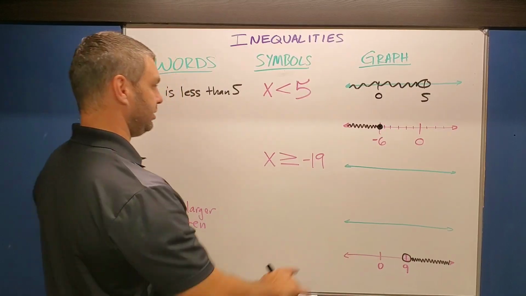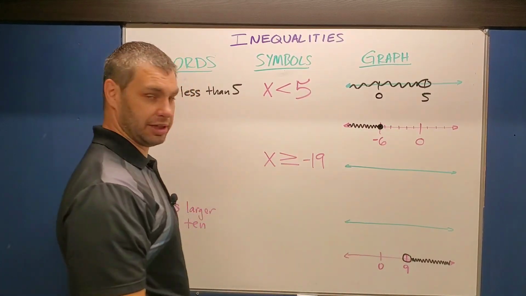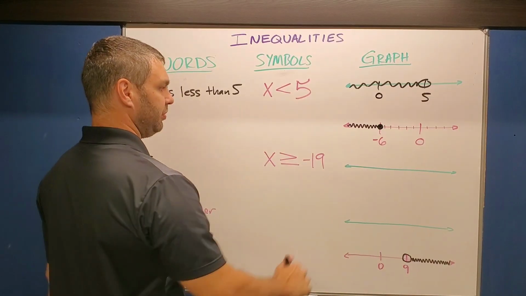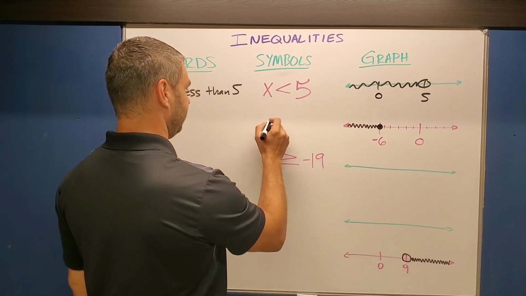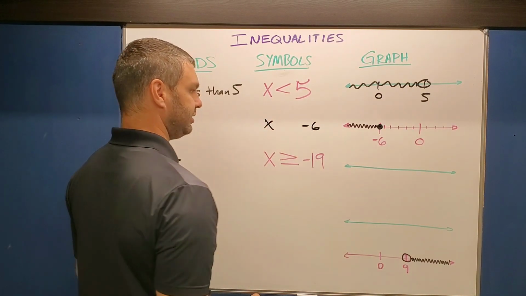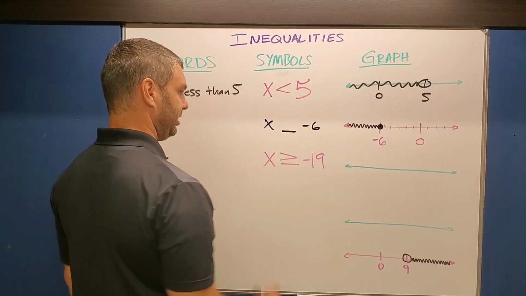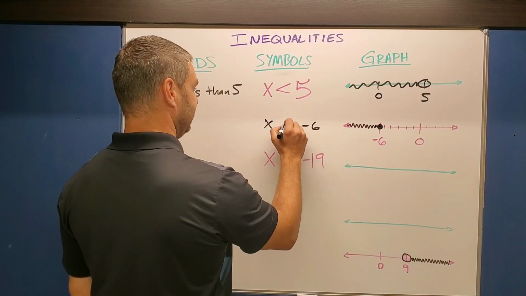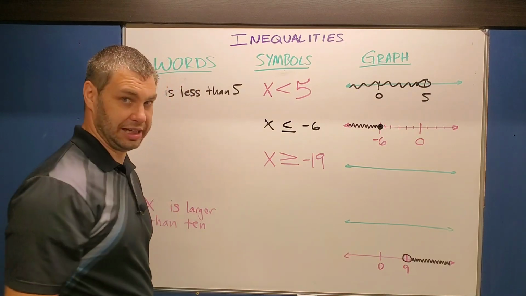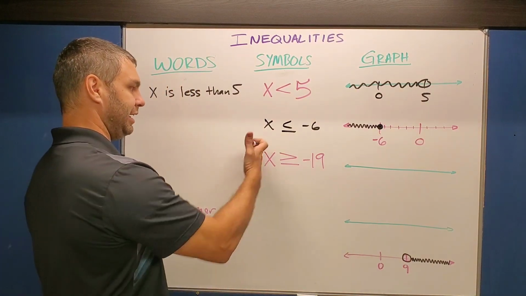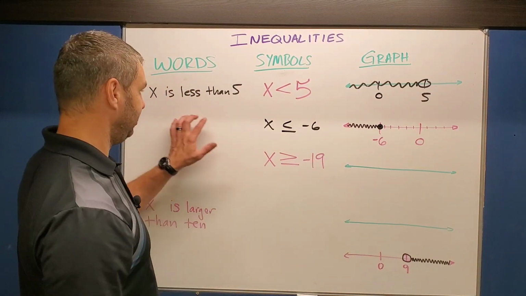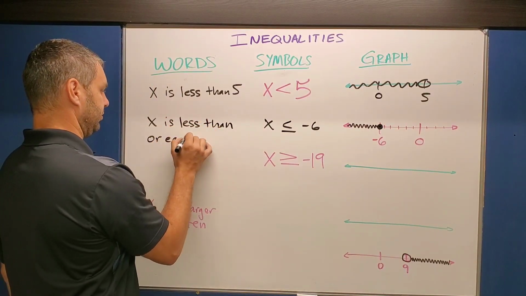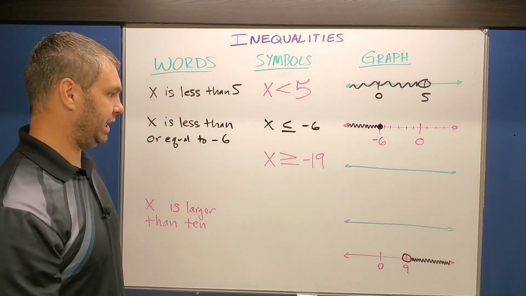All right, let's try the next one. Here they give us the graph, and we can go backwards. Let's start with the symbols, and then we'll do the words. Here we have -6, so I'm going to need an x and a -6. It's a closed dot, so it's going to be something or equal to, and then it's going to the left, so I can say x is less than or equal to -6. Once you have that, again, you can fill in the words exactly like they sound: x is less than or equal to -6.